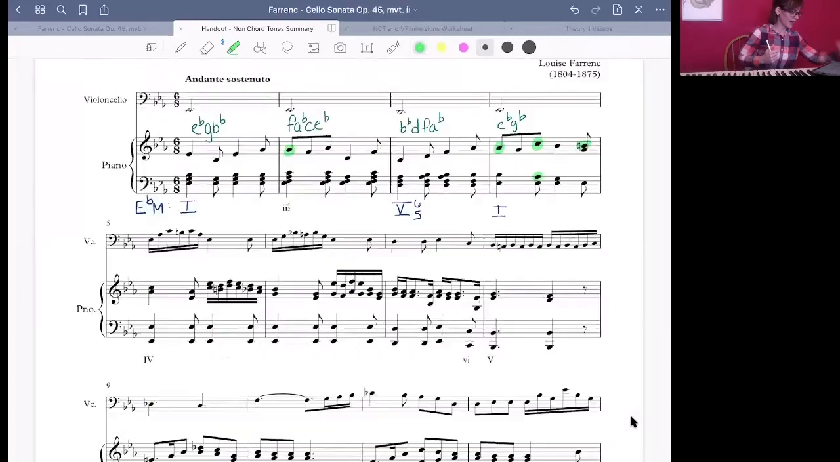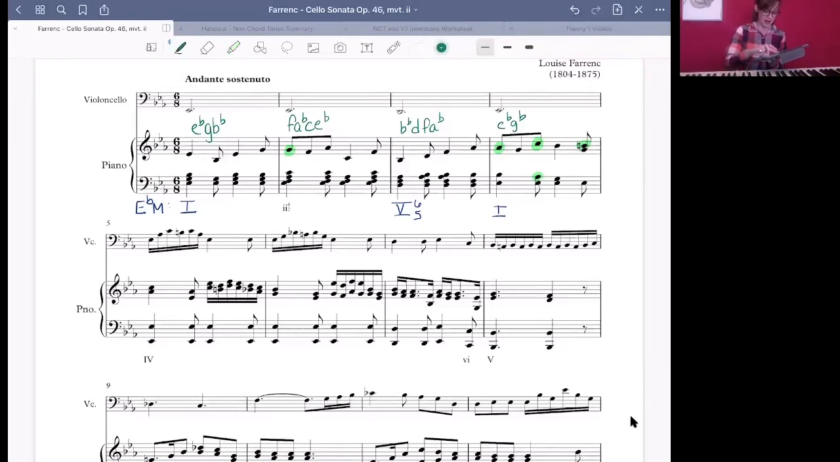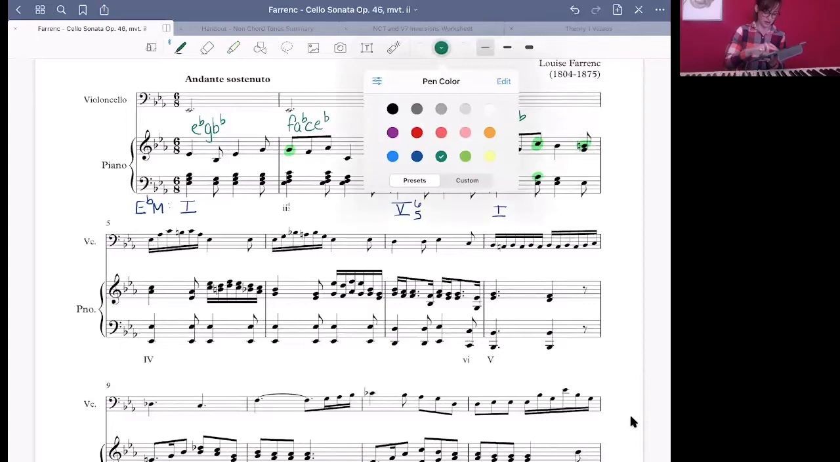Now, with that, let's go back to these green highlighted notes and figure out some labels for them. I'm not going to toggle back and forth to the non-chord tones handout because it'll probably make you sick with me switching screens that often. Have it out or in another window for yourself. I'm going to stay on the score. Let's go ahead and throw some labels on these.